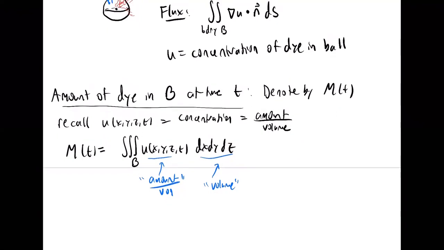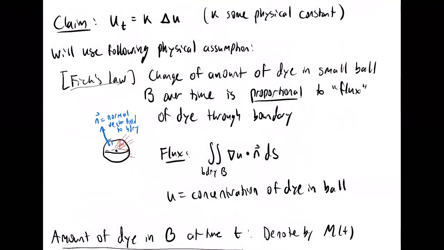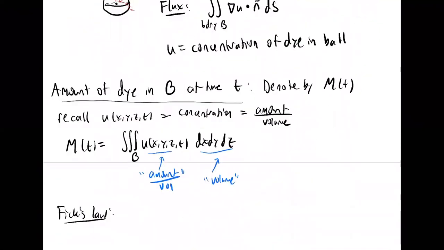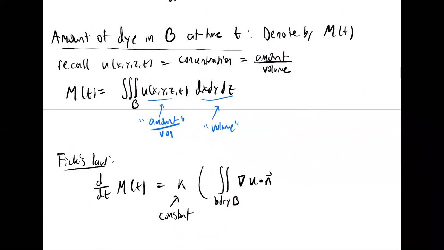Right, and so what does Fick's law say? Well, Fick's law doesn't just say the amount is proportional. It says the change in the amount of dye over time in the ball is proportional to the flux. And what is the change over time? It's just the derivative with respect to t. So d/dt of m of t should be equal to some constant k, whatever the proportionality constant is, times the flux. And the flux is the integral on the boundary of B of the gradient of u dot n.